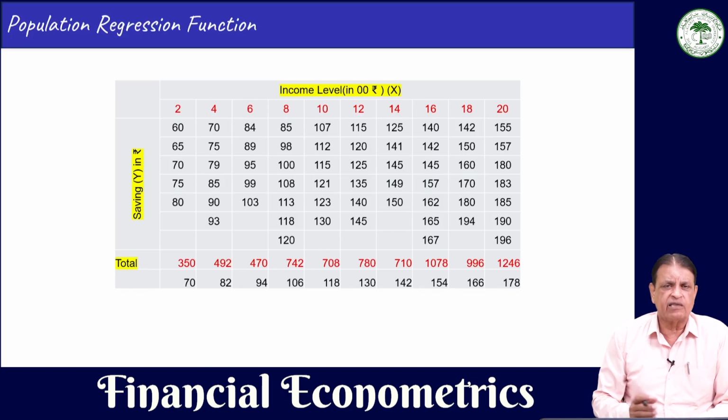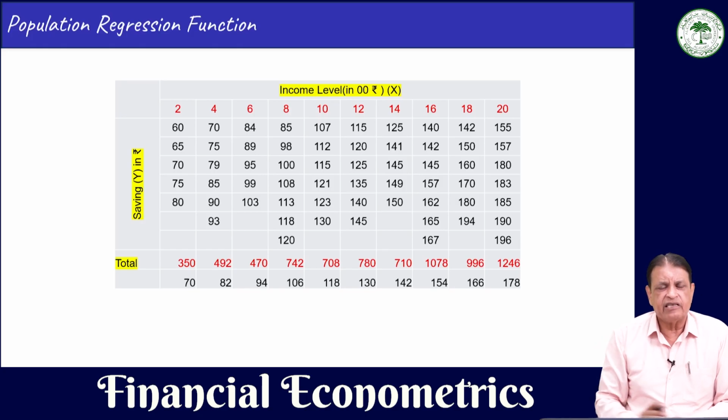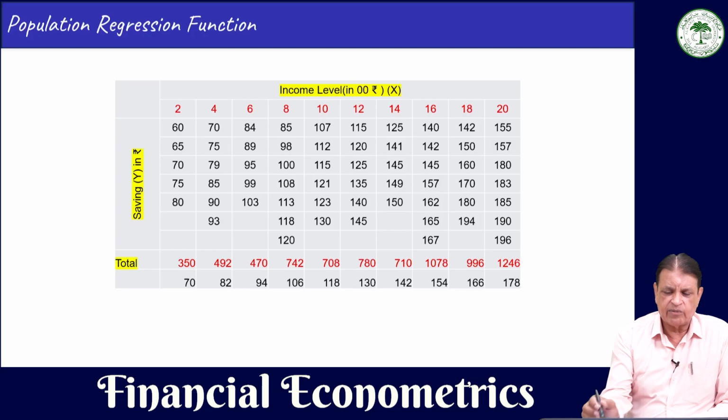If one household is associated with one income level, another may be associated with another income level. So all the households should be covered. We saw that if you take these 10 income levels, then all the households will be covered and no household would be left. So we have the income of the household, and we have the saving of the household.